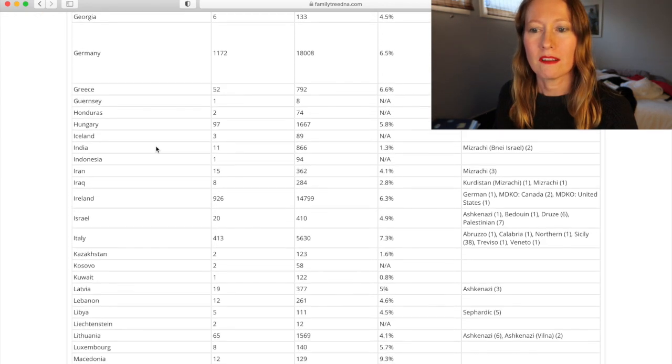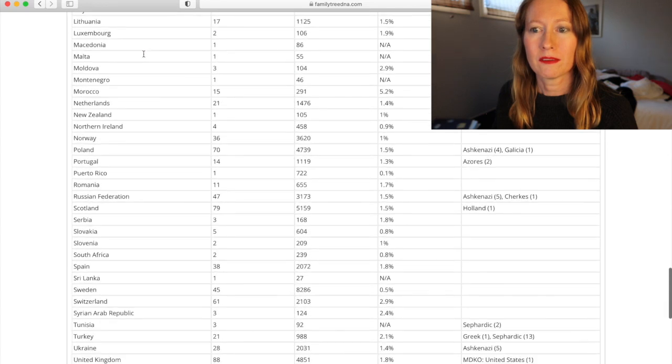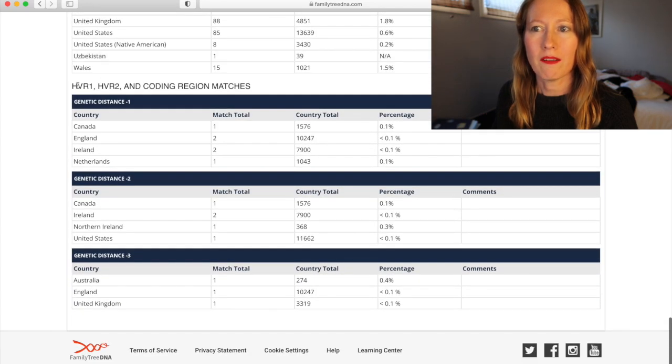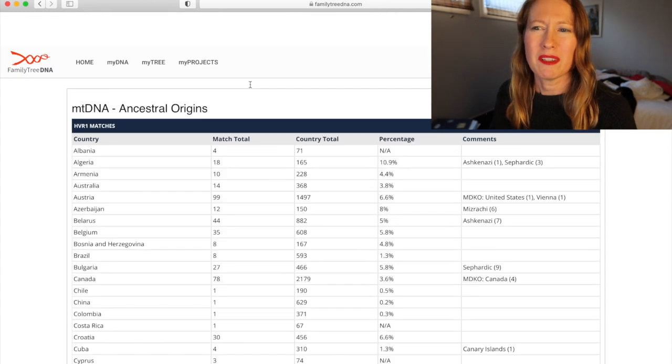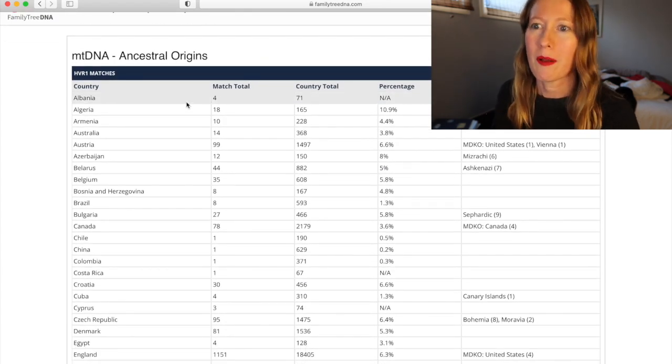If I scroll down, these are HPR1 and HPR2. And then lastly, we have all three of them: 1, 2, and the coding regions. This is because I've done the full sequence test. All right, but let's just go back up to the top and I'll explain what this is, because I think a lot of people get confused with this one.